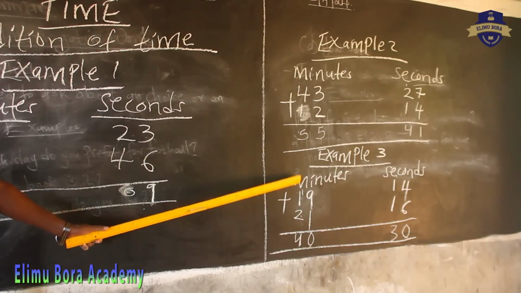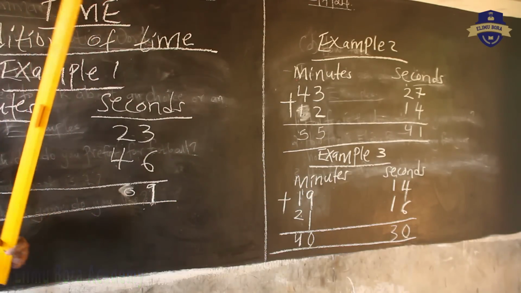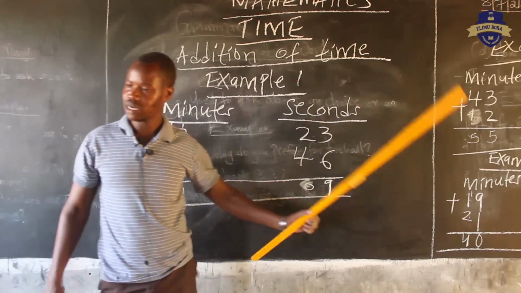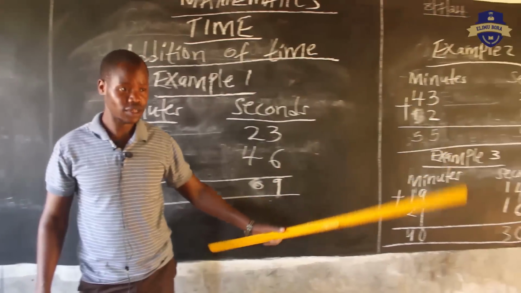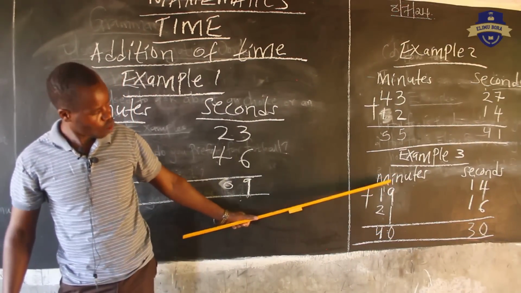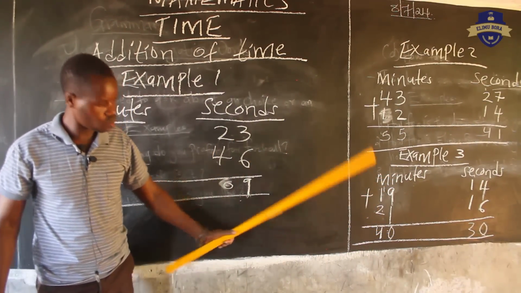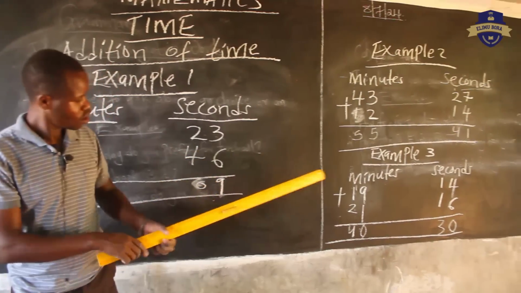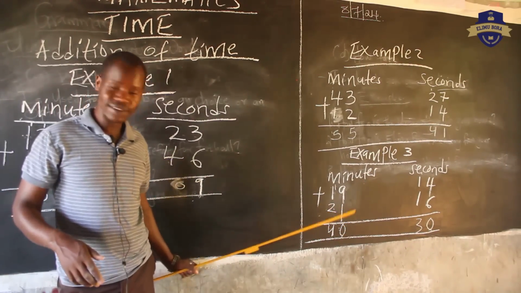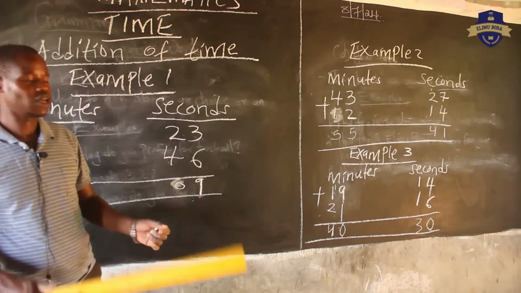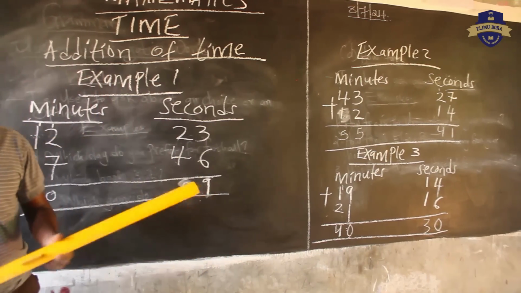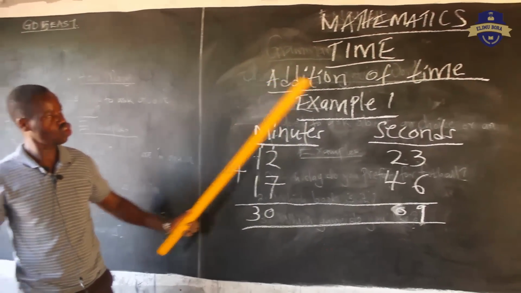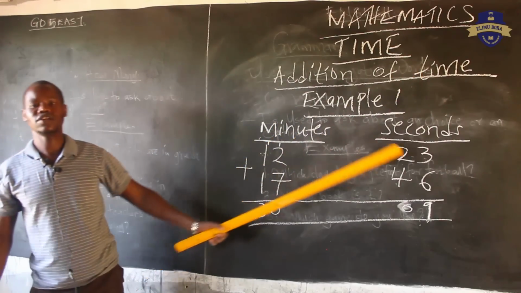And then you come to the side of minutes. Here we have 9 plus 1. 9 plus 1 is 10. You write 0 and carry 1. 1 plus 1 is 2, 2 plus 2 is 4. That is what she has written here. So your answer will be 40 minutes and 30 seconds. So we have just looked at how to add time, that is minutes and seconds.